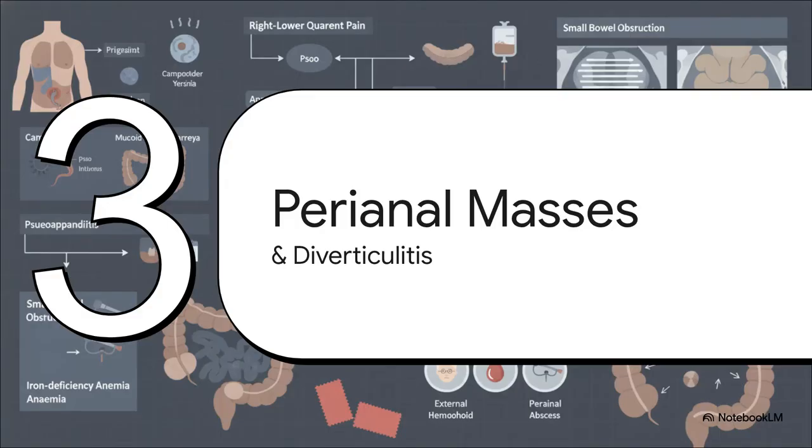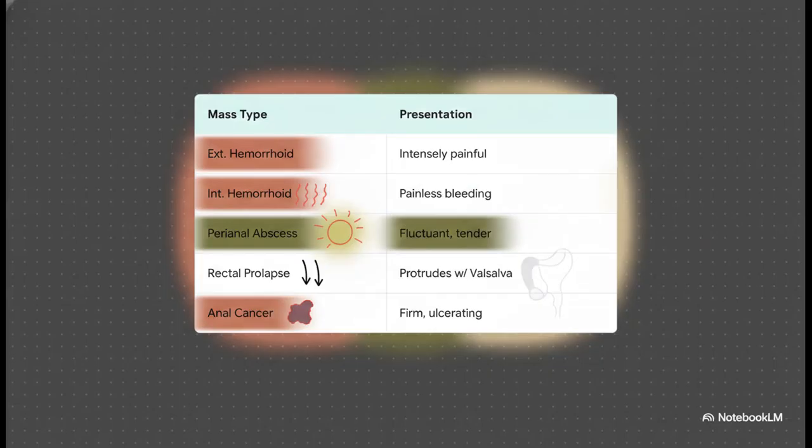Section 5. Perianal masses and diverticulitis. When you're trying to differentiate perianal masses, rapid pattern recognition is your best friend. An external hemorrhoid is intensely painful, especially when it becomes thrombosed, presenting as this tense, bluish nodule located below the dentate line. In contrast, an internal hemorrhoid typically just causes painless, bright red bleeding.